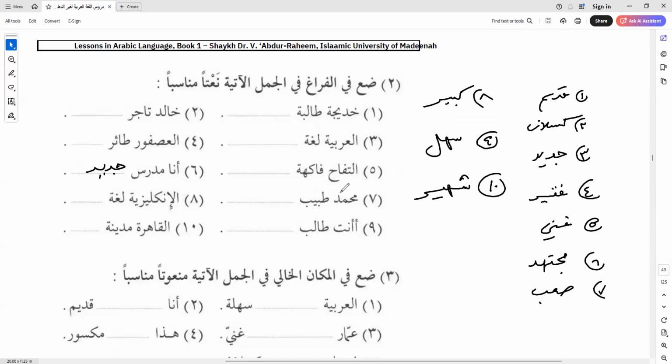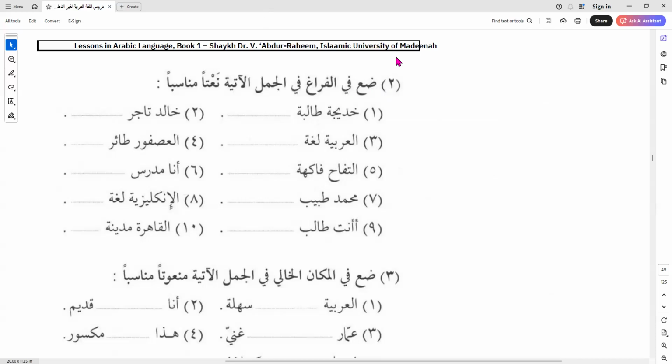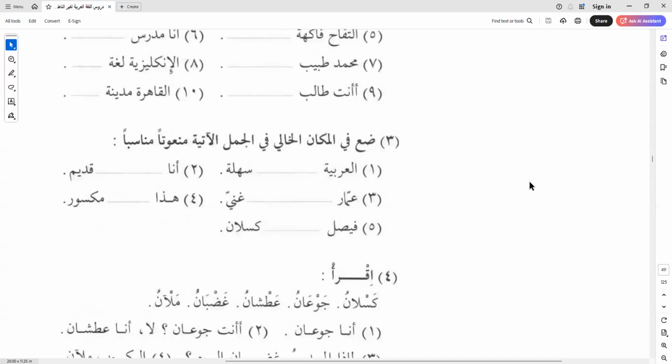So pick your choice. Muhammadun tabibun. Muhammad is a doctor. Anta talib. Usfur ta'irun. The sparrow is a bird. What kind of bird? The English language. Cairo is a city. What kind of city? Pick some of these adjectives. Remember, the first assignment here, you put in an adjective, and then the second one, you look at.